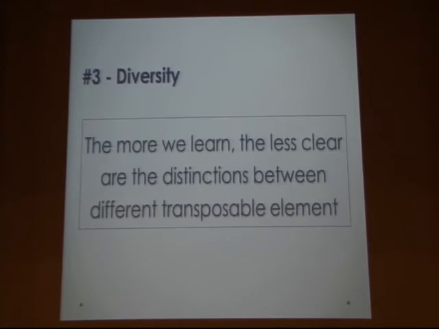Third reason, diversity. And this is really amazing, because the more we learn, the less clear are the distinctions between different transposable elements. This means that with the classification of these elements, as I showed before, the difference between the MITEs and the others, we are always finding something different looking at the genomes. Each newly sequenced genome shows us something different about these elements. And thinking about metagenomes and the amount of data which can be generated, I'm pretty sure that in the future we will find completely new variations of these elements.